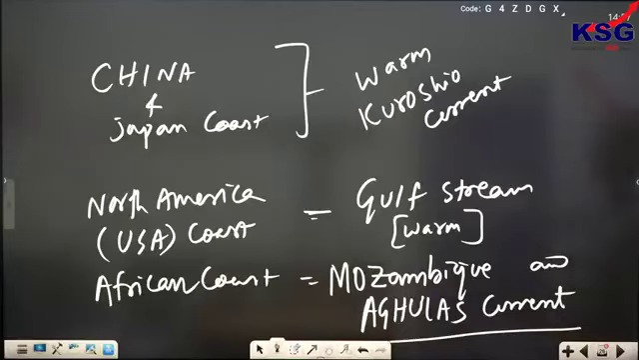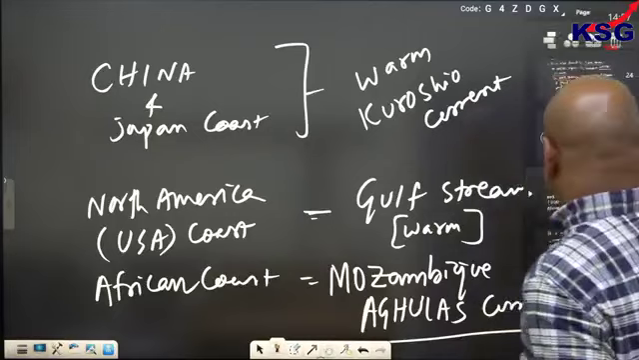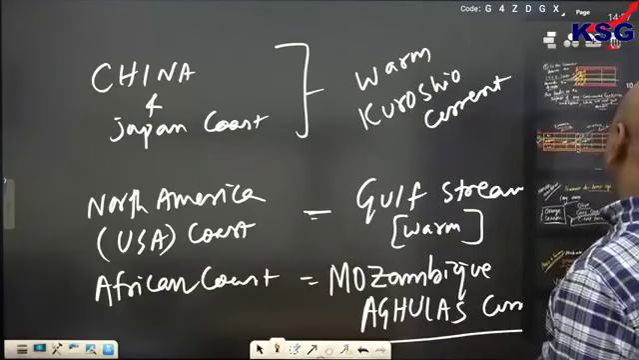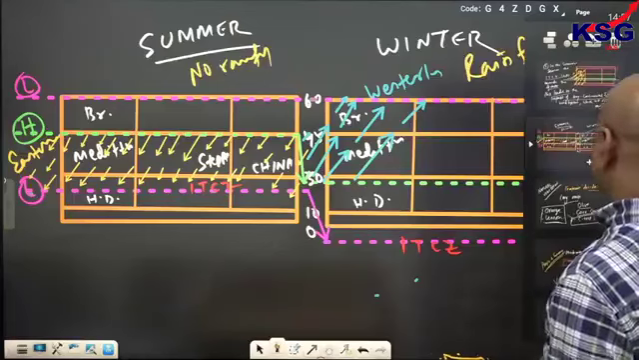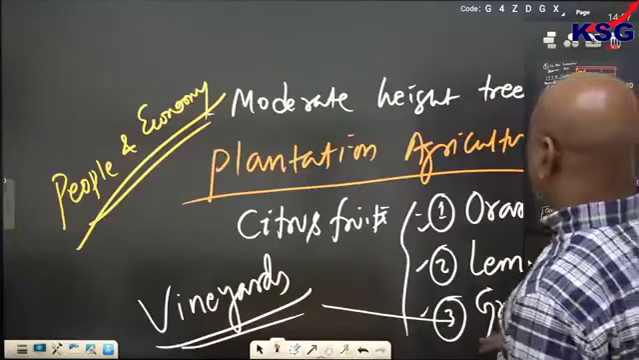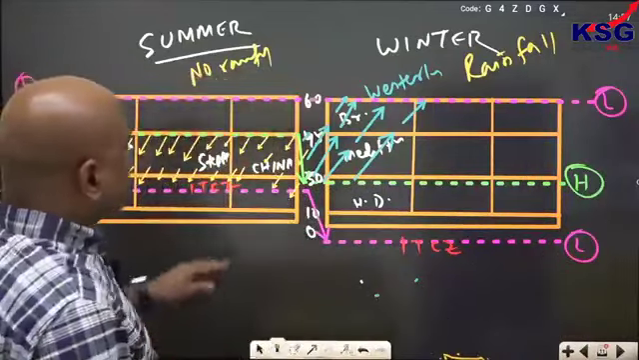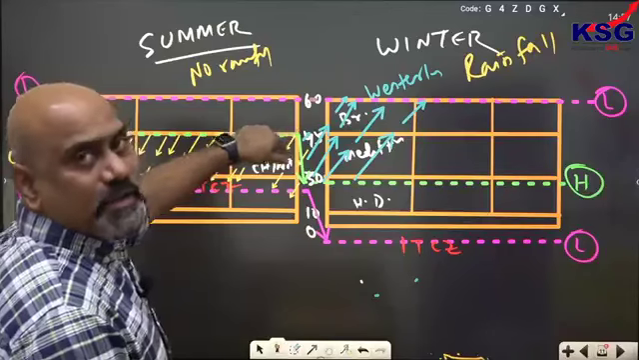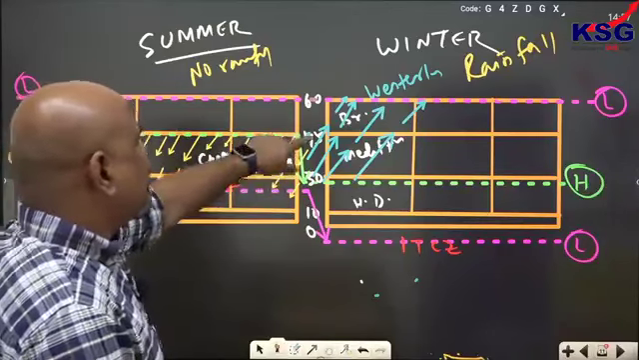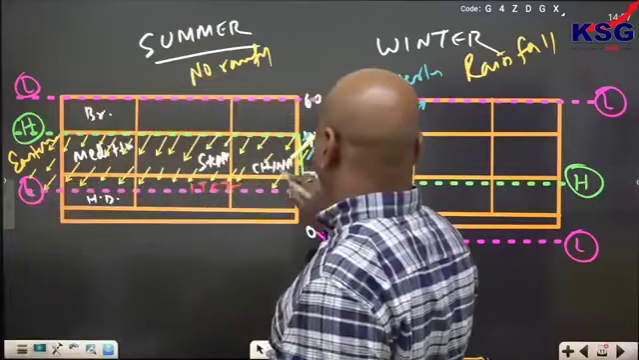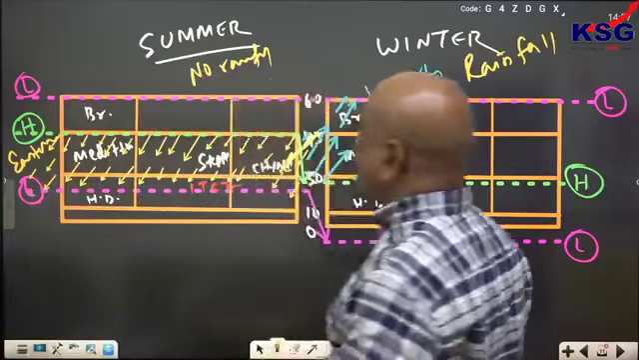These ocean currents are very important. They play a very important role. And I have already shown you earlier in the diagram, if you remember that box which you have done. Look at here, in this box. During the summer season, the wind is coming from the ocean. So it is definitely summer rainfall.